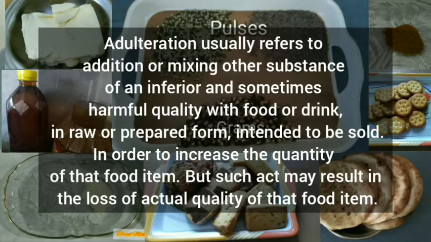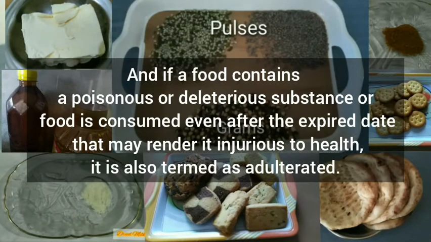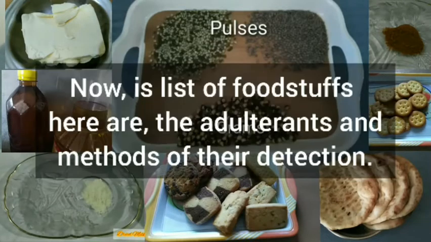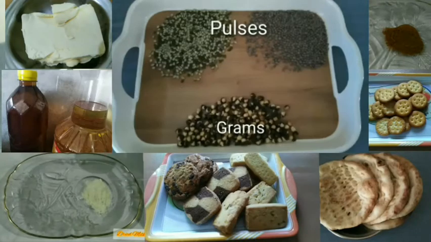This is done in order to increase the quantity of that food item, but such an act may result in the loss of actual quality of that food item. And if a food contains a poisonous or deleterious substance, or food is consumed even after the expired date, that may render it injurious to health, it is also termed as adulterated. Now, as a list of foodstuffs, here are the adulterants and methods of their detection.